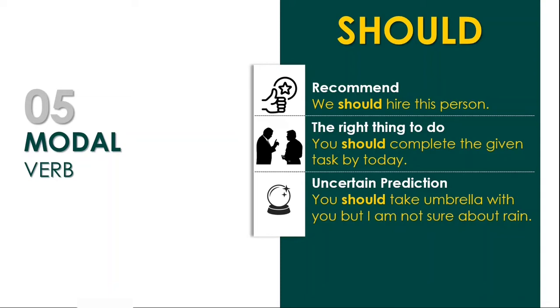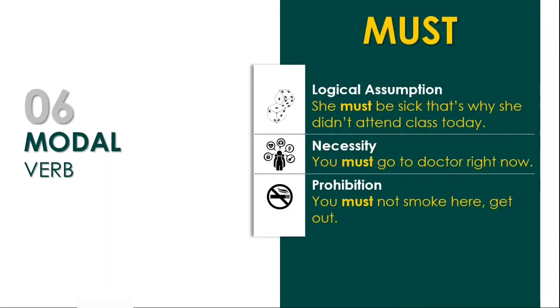The right thing to do, for example, you should complete the given task by today, right? Someone is suggesting you to please do your task on time. Uncertain prediction. Oh, you should take umbrella with you, but I'm not sure about rain. बारिश के बारे में तो आप sure नहीं हैं about whether it will be raining or not, but you should take umbrella for safe side. Okay? Then we have must.